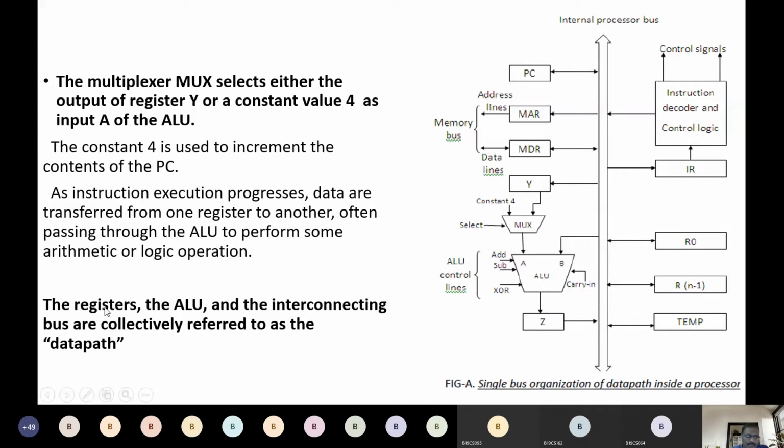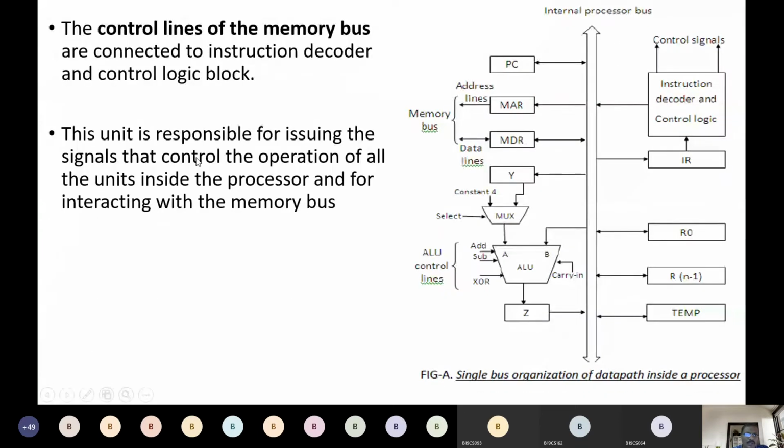Okay, and remember the registers, ALU, and the interconnecting bus are collectively known as the data path. Okay, we have done this one. So the control lines of the memory bus are connected. This is the important one. The control lines of the memory bus are connected to the instruction decoder and control logic box.